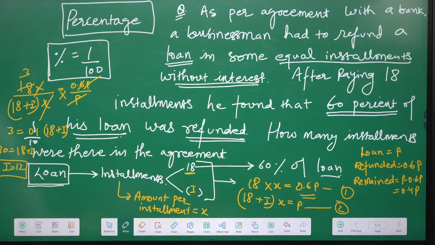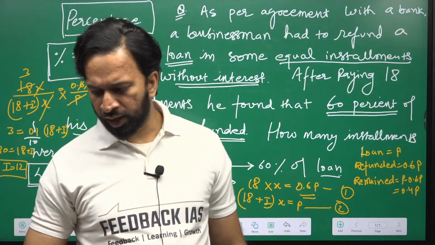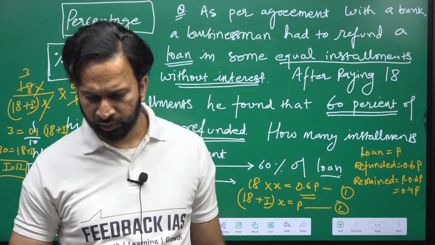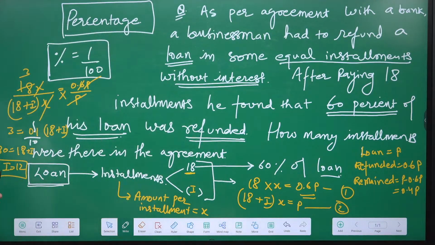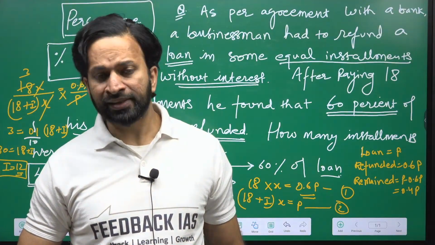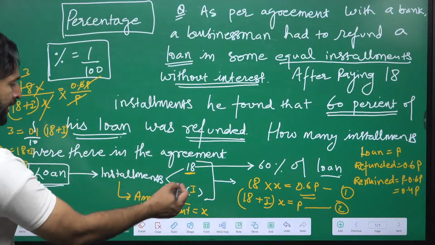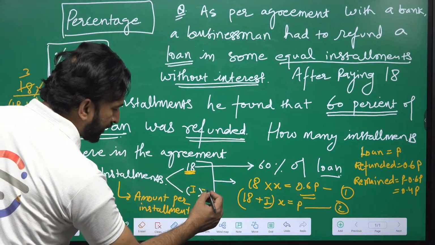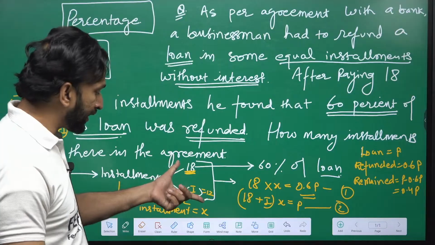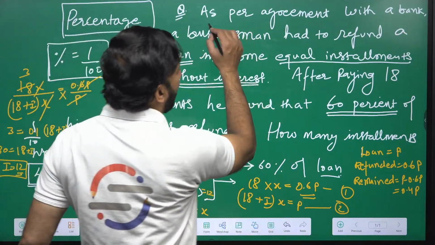So there you required 12 more installments. In total, the total installments will be 30. So 30 total installments within the agreement. We know that 18 installments were already paid and I comes out to 12. So 12 plus 18 is equal to 30. 30 installments were there in the agreement.